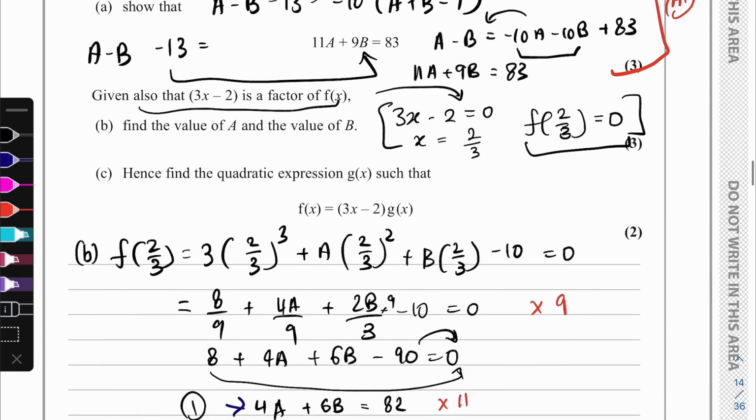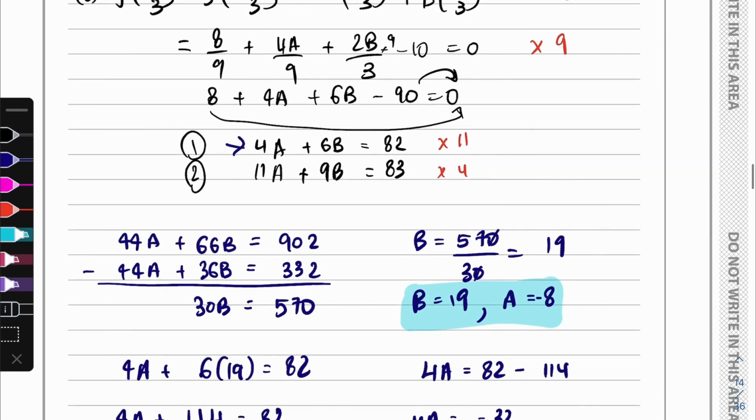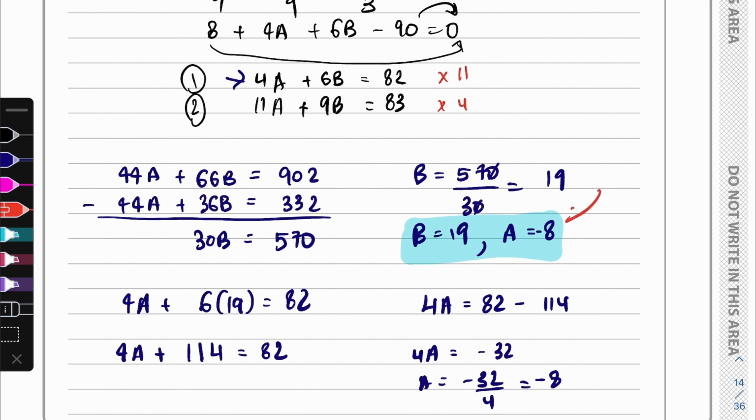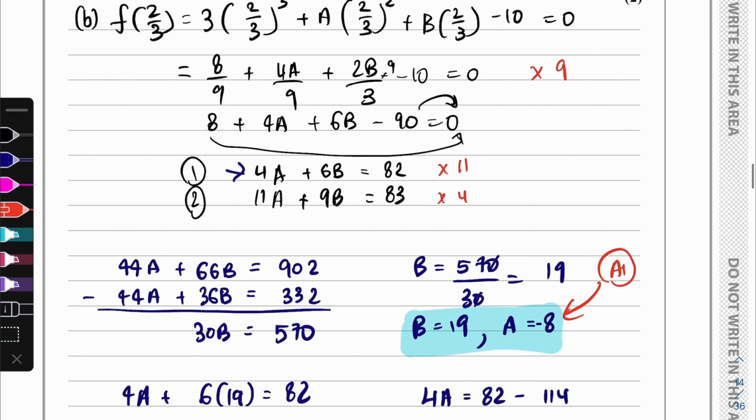So that's part B. Let's see what the marks are. We get 1 mark for getting these two values, A1. We get 1 mark for using simultaneous equations.